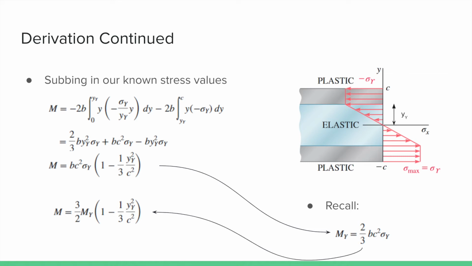If you recall from the last slide, we actually had a formula for the max elastic moment in a rectangular cross section. So we can rearrange this formula and plug it back in, and we get that the moment is equal to 3 over 2 times the max elastic moment times 1 minus 1 over 3 yy squared over c squared. So now we actually have a formula that relates the applied moment to the max elastic moment to the size of the elastic region, or yy.